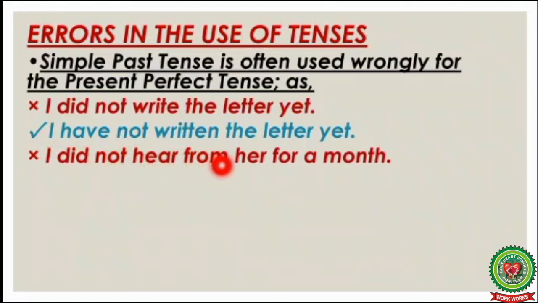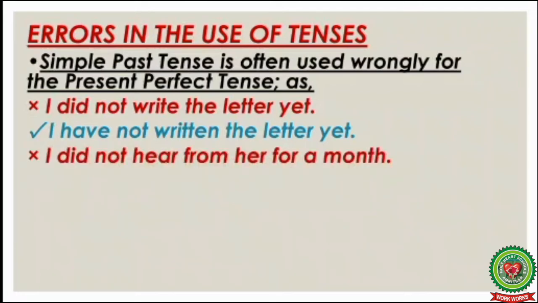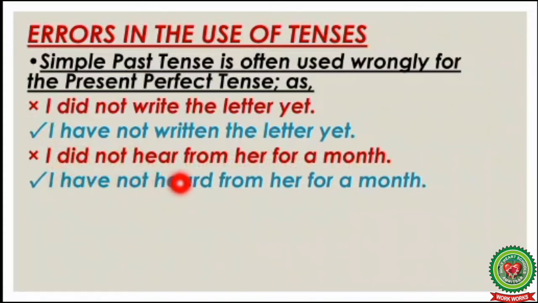I did not hear from her for a month. Students, it has been a month since we received a message from her, or no news has been received from that person. So here also we will use present perfect tense. So the correct answer is I have not heard from her for a month.